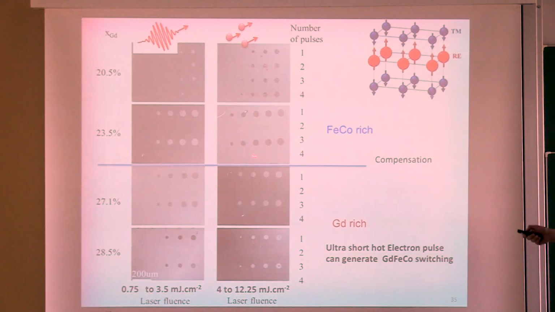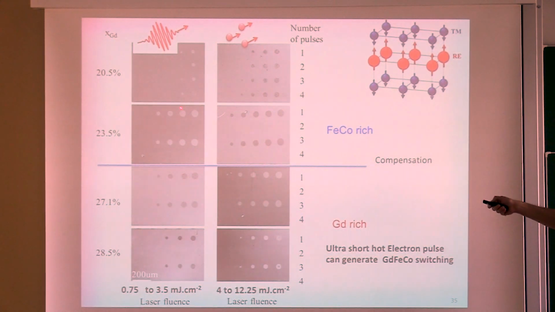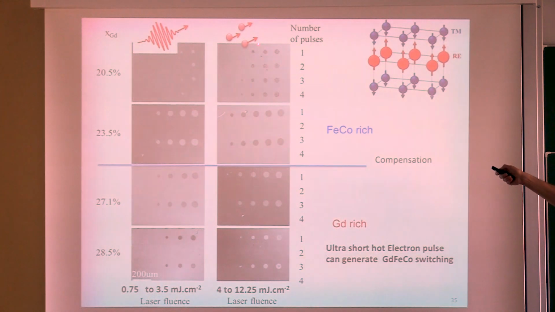And so when you see very nicely this all-optical helicity independent switching for light, you see the same thing for electrons. Again, here, this is above the compensation. This is below the compensation. And you can see this effect in both cases. And you see that the amount of energy that you have to put on is only 4 times bigger in the case where we are creating electrons and those electrons are doing the job. So clearly here, we could show this gadolinium and cobalt single pulse switching with hot electron pulses.